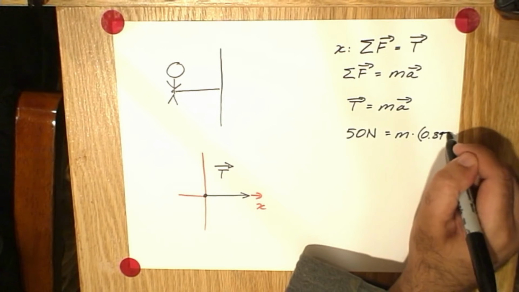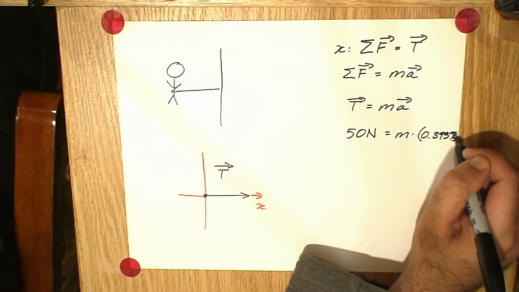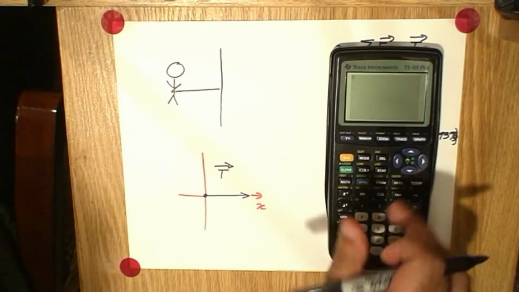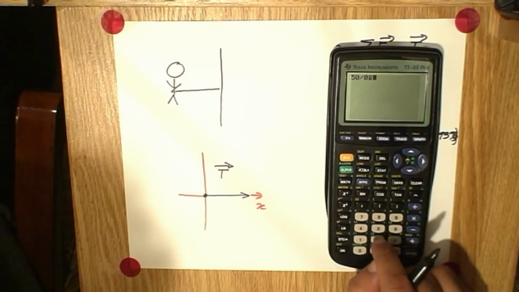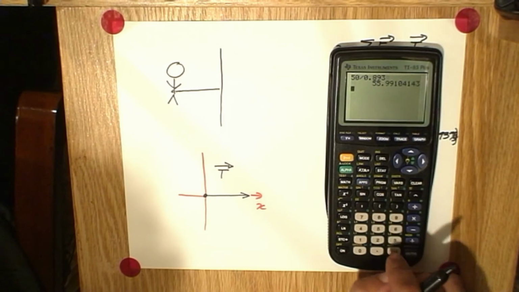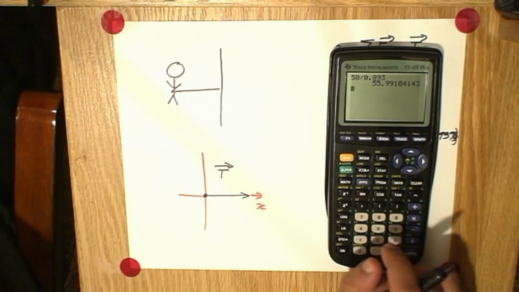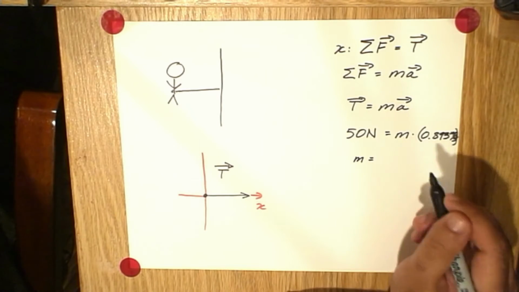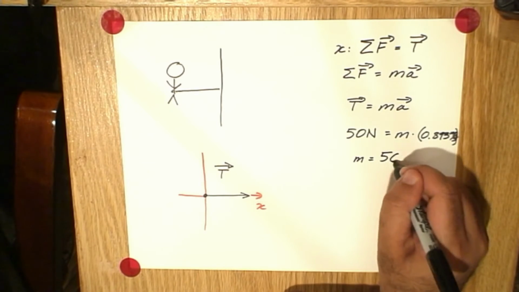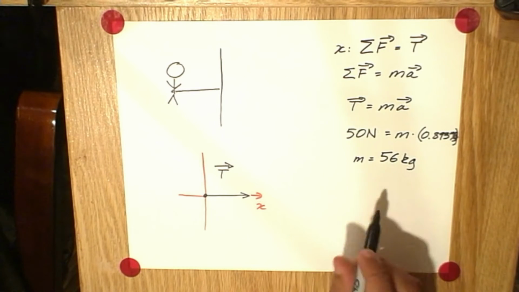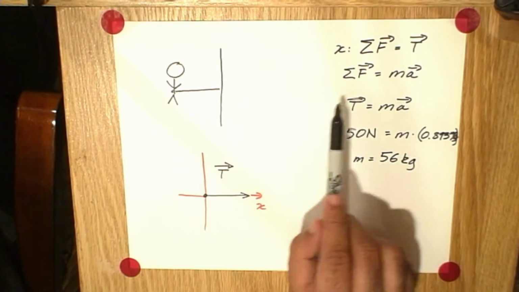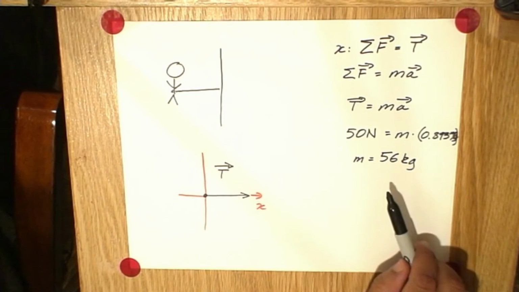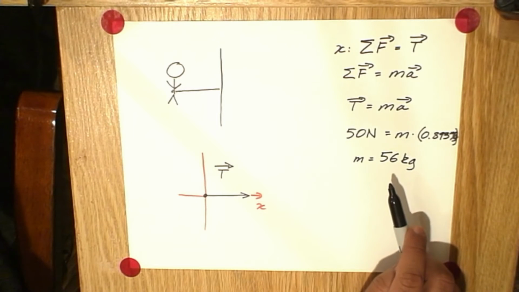0.893 meters per second squared. So now we just need our calculator. 50 divided by 0.893 gives us 55.99. I'm feeling lazy, so I'm just going to round that up to 56 kilograms. And now, knowing the tension in the rope and the acceleration of the astronaut, we have worked out the mass of the astronaut.